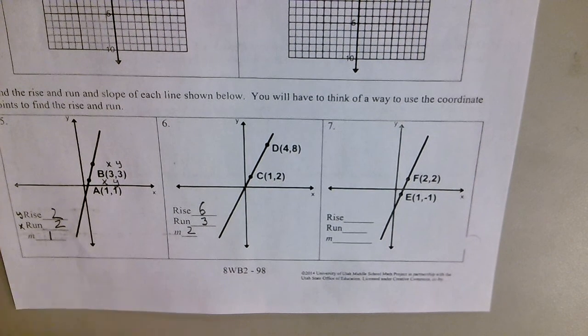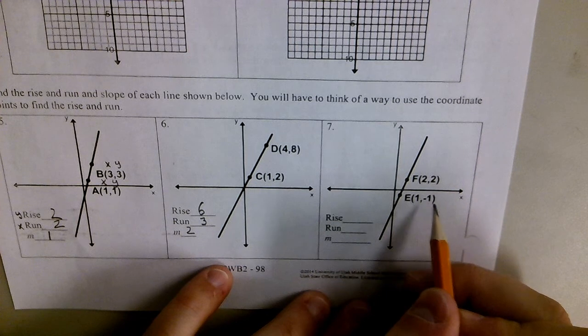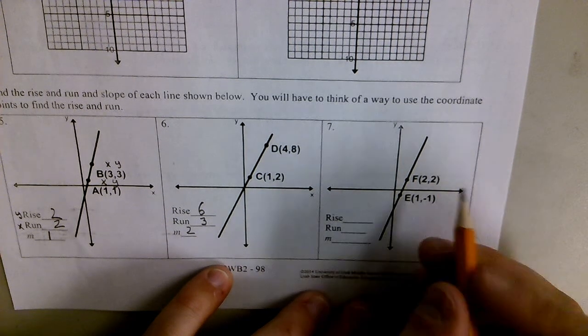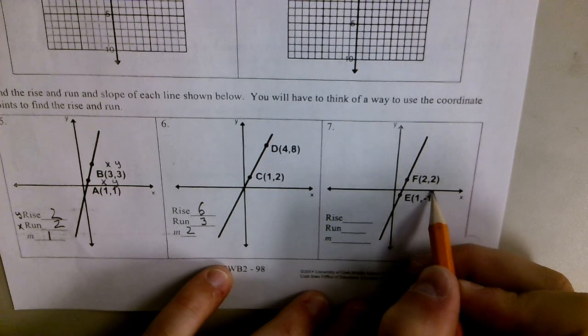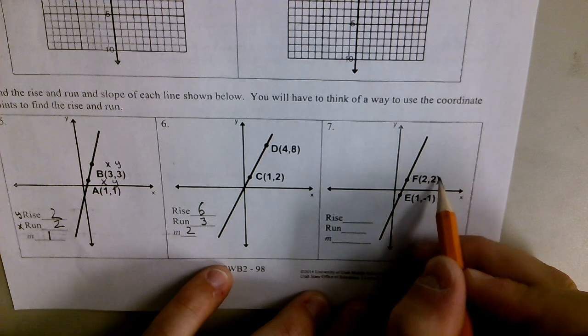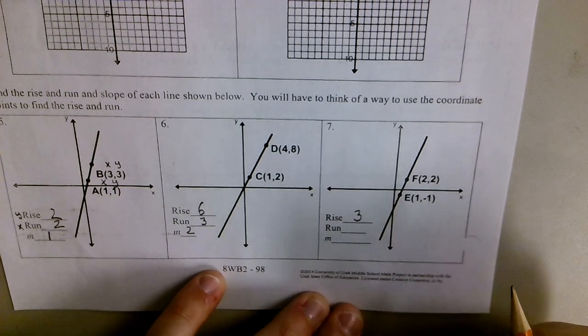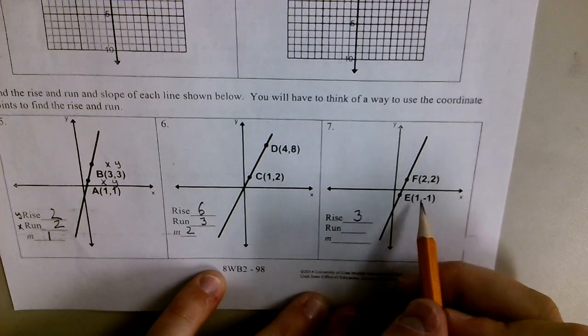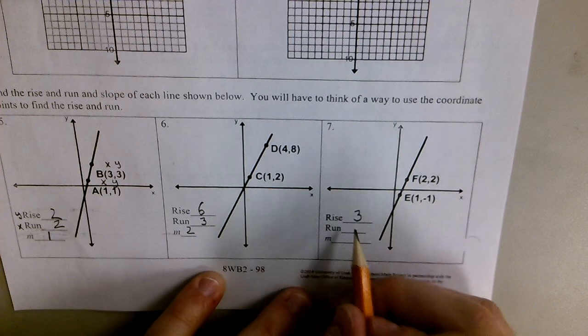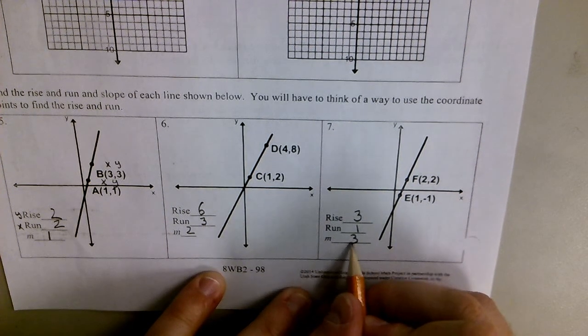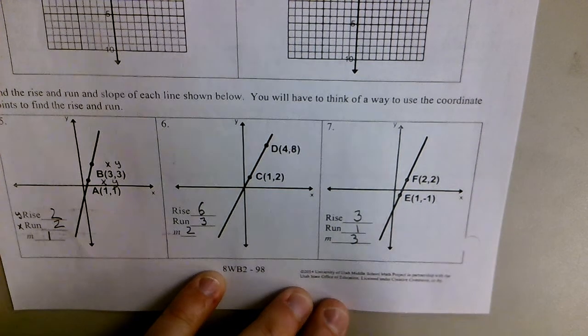Number 7, we start to get into some negatives here. So for my y value, I start at -1. How much do I have to go up to get to 2? So from -1, I have to go up 1 to get to 0, and then 2 more to get to 2. So my rise is going to be 3. Then my run, I'm just going from 1 to 2. That's just +1. So 3 over 1. My slope is 3.